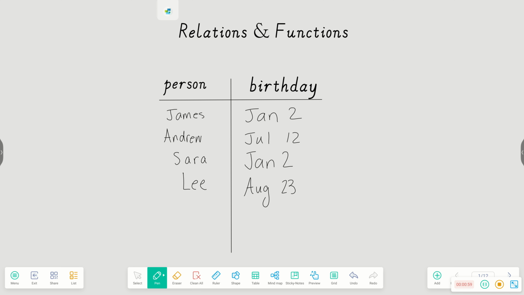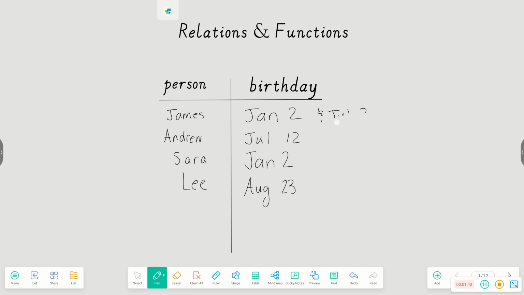Okay, so all of these people have a birthday. James's birthday is January 2nd, Andrew's birthday is July 12th, Sarah's birthday is January 2nd, and Lee's birthday is August 23rd. This is a relation because they all have a birthday, and this is also a function because they all just have one birthday. So James and Sarah have the same birthday though. That's allowed. Two people can have the same birthday. That's just fine. But James could not have January 2nd as his birthday and also July 2nd. Okay, he can't have two birthdays.